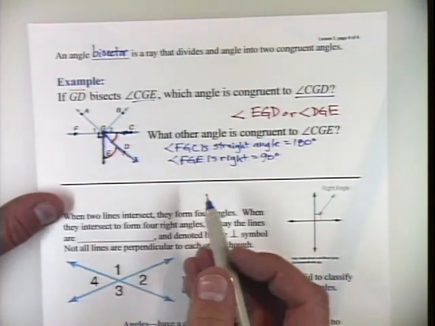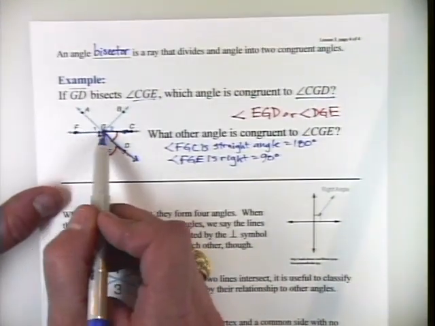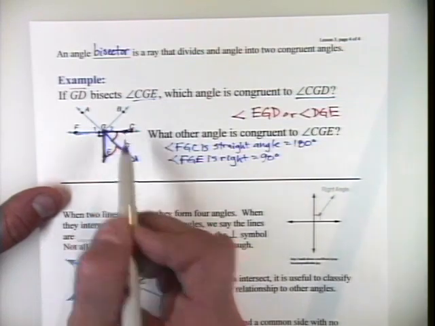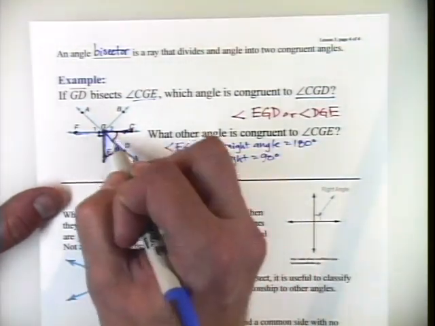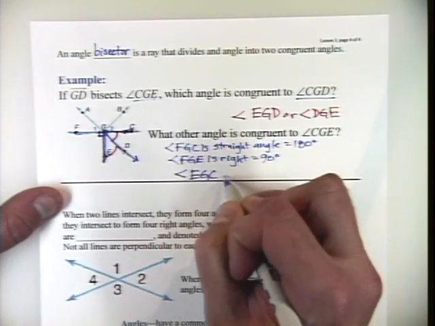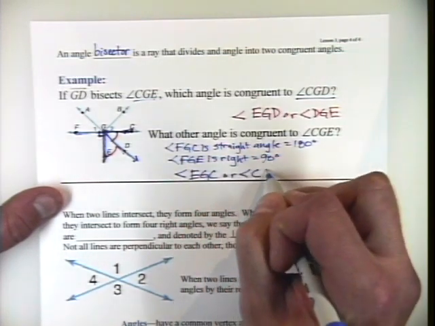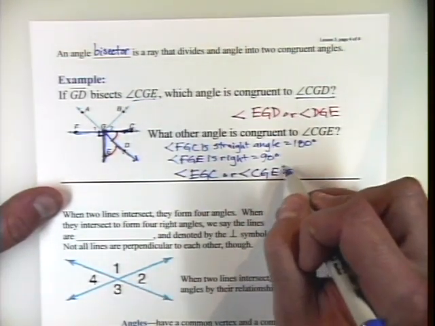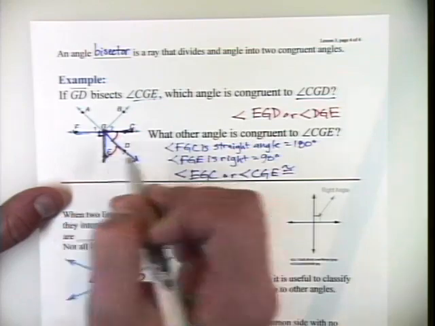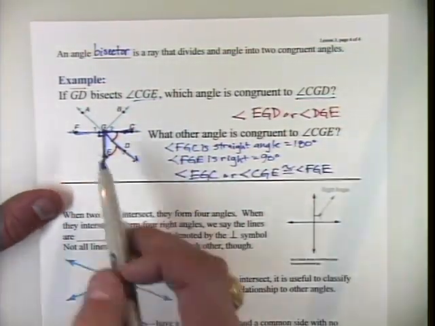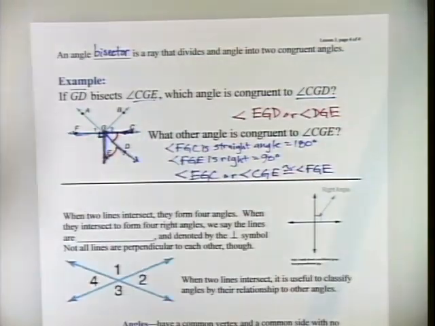So here we go. Just by a little reasoning, if this is 90 degrees and this angle here is 180, kind of by the angle addition postulate, we know that angle EGC or angle CGE, the same thing, is congruent to angle FGE. They are both right angles. They're both 90 degrees, and they add up to 180, which makes the straight angle.